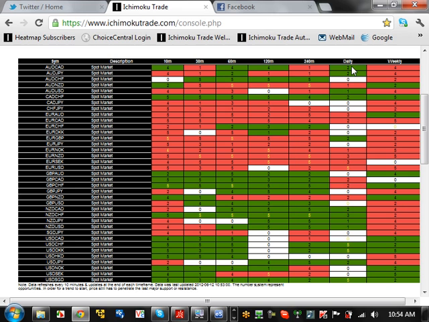Basically the way it works is green means you're betting on it going up, red means you're betting on it going down, and what you're looking for is, on the trading time frame, a 2 or 4, and then on a higher time frame looking for a 2, 4, or 5.